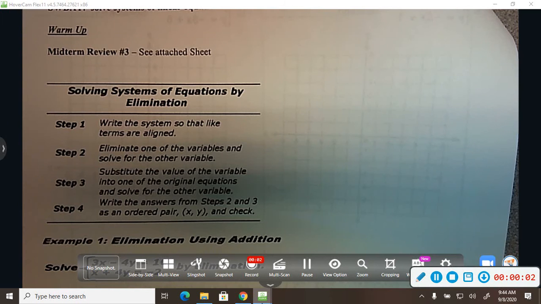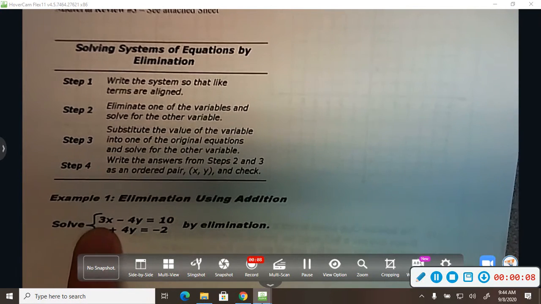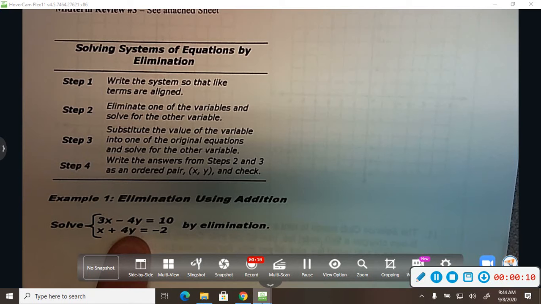So step by step, we're solving by elimination. Step 1, you want to make sure that the x's are lined up, the y's are lined up, and the constants are lined up. Okay, that's very important. We call this standard form.